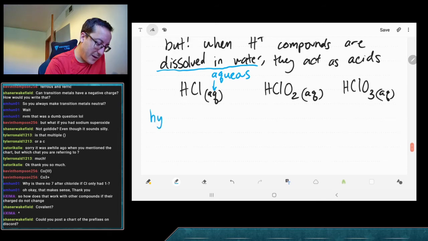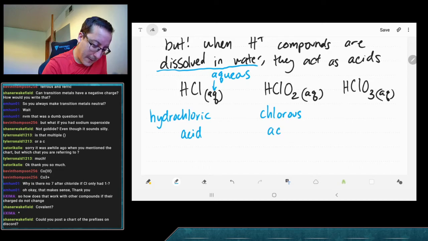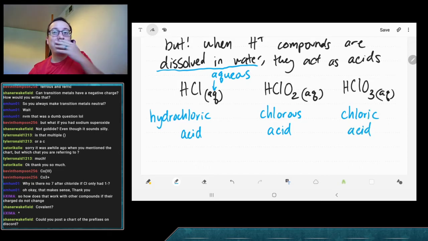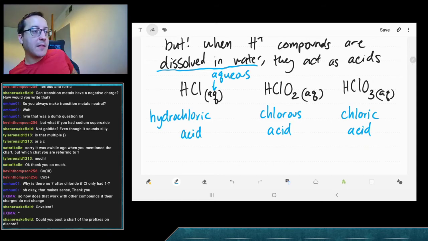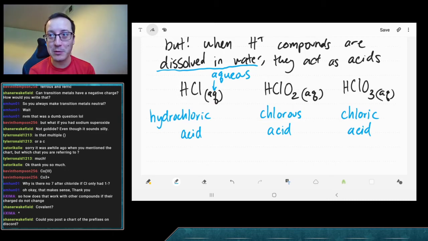This one will be hydrochloric acid. This one will be chlorous acid. And this one will be chloric acid. So already your minds have been blown. You're done with chemistry. You are fiddling with the drop button on the chemistry course. Don't worry, it just takes practice.